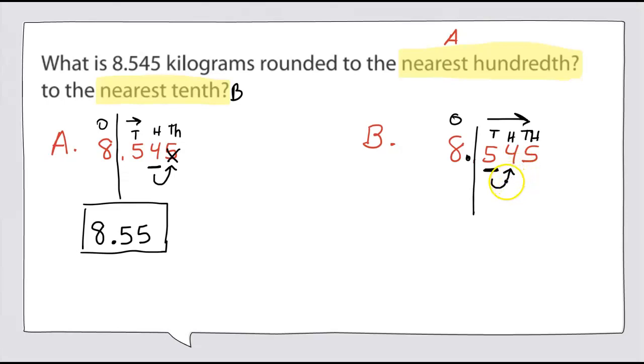If it's 4 and below, leave it alone. 5 and above, give it a shove. So what does that 4 tell us to do? It tells us to leave that 5 alone. So my new decimal, when rounded to the nearest tenth, is 8 and 5 tenths. And then I get rid of that 4 and that 5 because both of them together are just so bossy that I don't want them in my number. Once again, you could put a 0 here, and that is an equivalent decimal to 8.5.